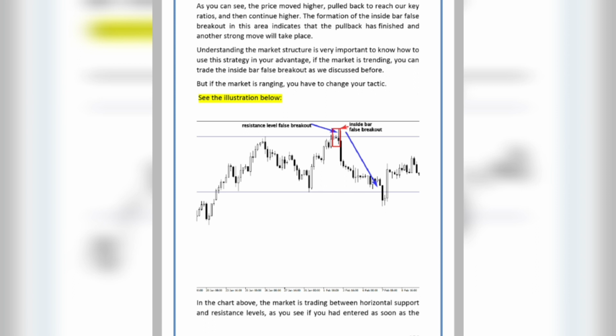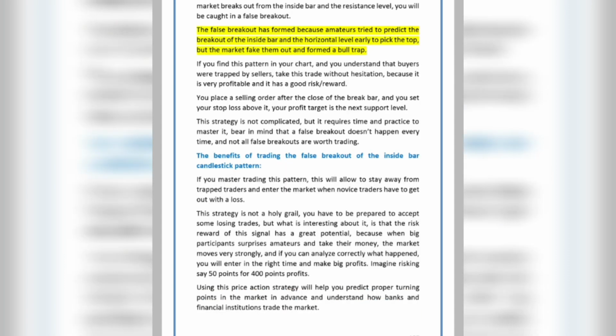See the illustration below. In the chart above, the market is trading between horizontal support and resistance levels. As you see, if you had entered as soon as the market breaks out from the inside bar and the resistance level, you would be caught in a false breakout. The false breakout has formed because amateurs tried to predict the breakout of the inside bar and the horizontal level early to pick the top, but the market faked them out and formed a bull trap.